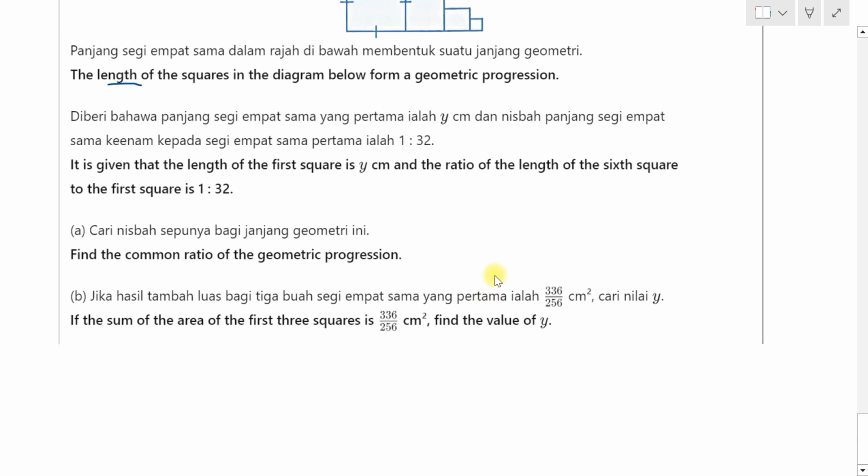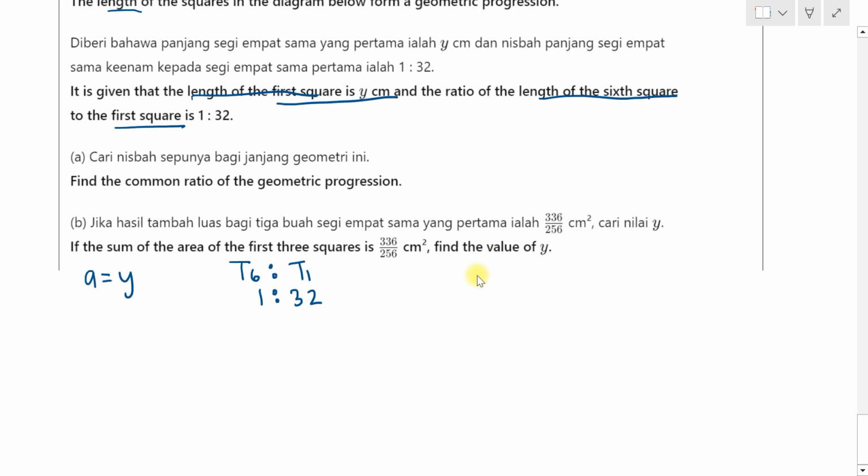Okay, something different. Come, we know that the length of the first square is y, so your a is equal to y. The ratio of the length of the 6th to the first square means T6 to the first square, which is T1. It is given as 1 to 32. They gave the 6th first, then the first, and they gave you 1 to 32.